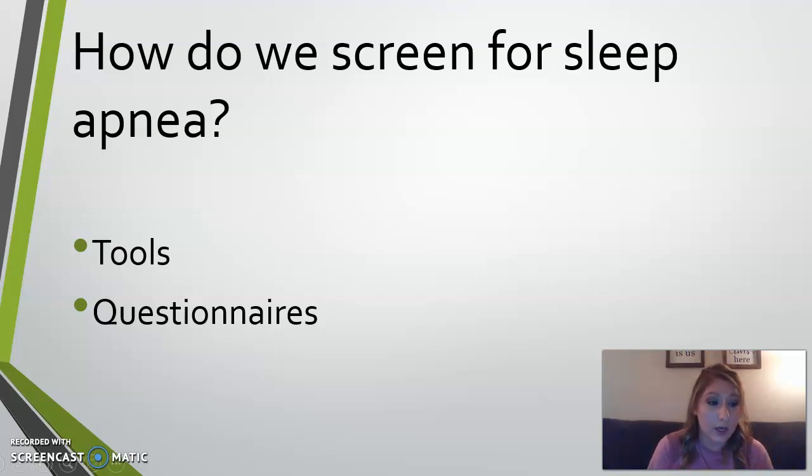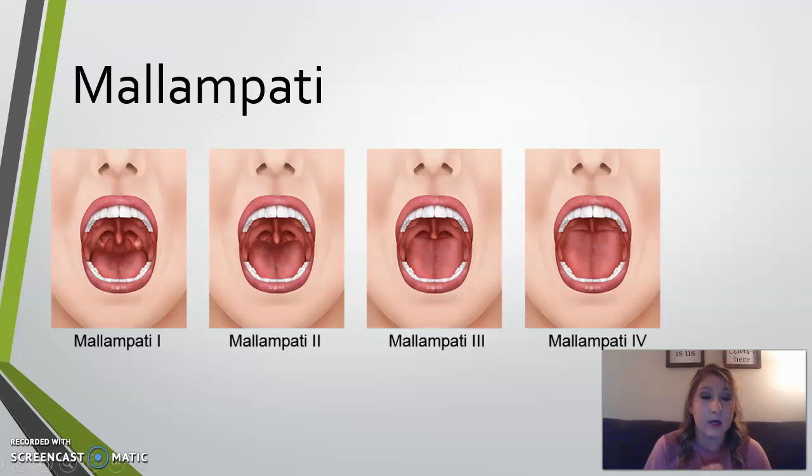So the first tool that I have found is the Mallampati. This tool is a classification system. I got it off of the Georgia ADHA website. And this is just a visual exam that we as hygienists can do. It's 4 different stages or classifications. The first stage is where we look inside the patient's mouth and we can see the bottom of the uvula. We would score that a 1.